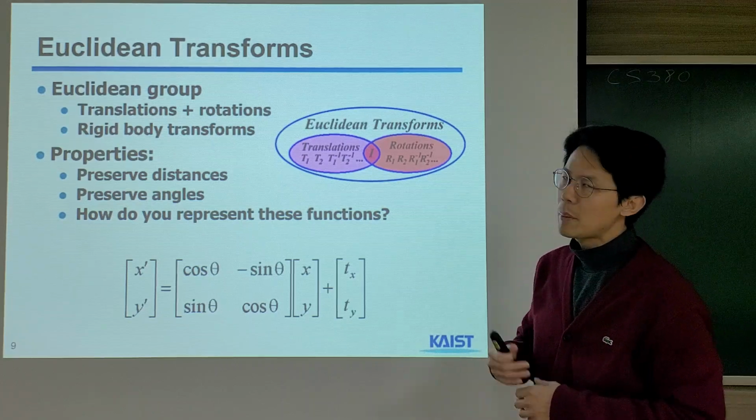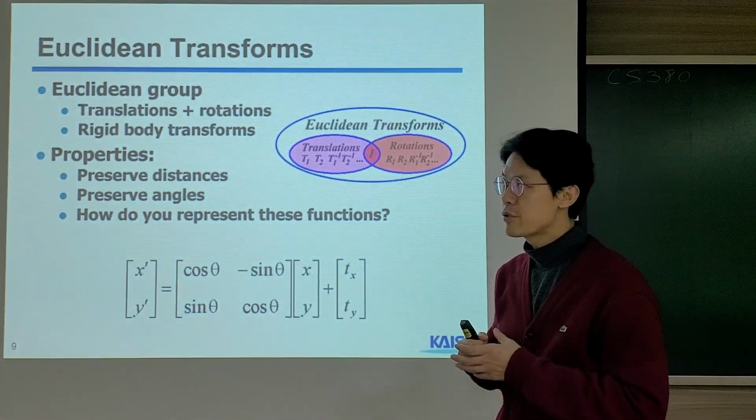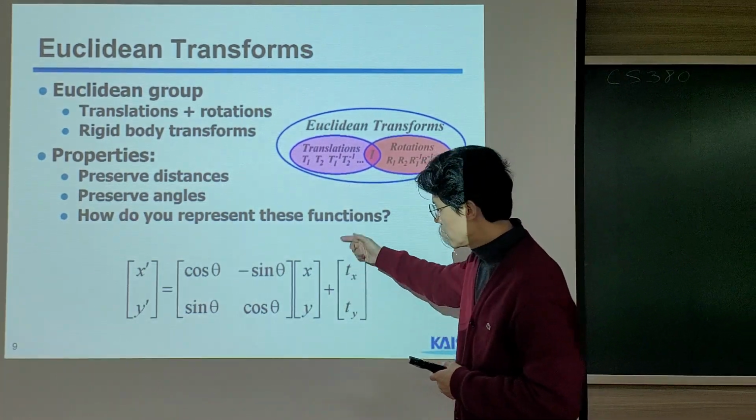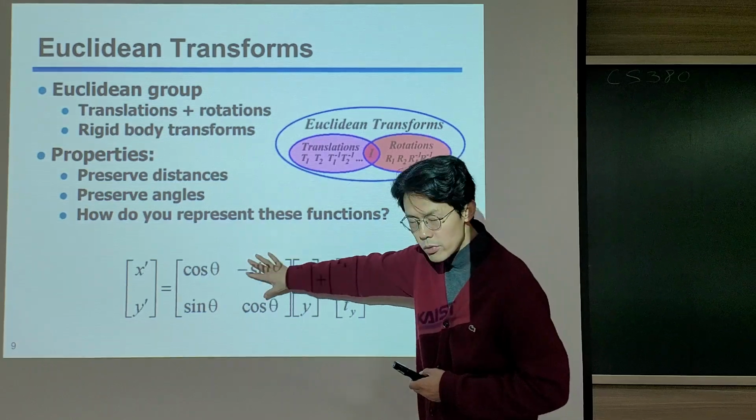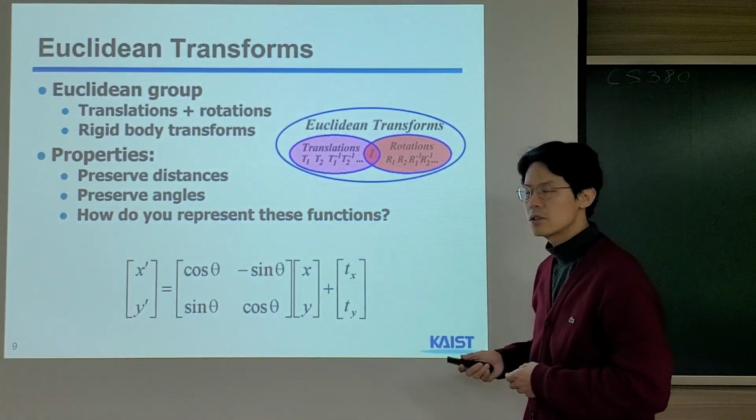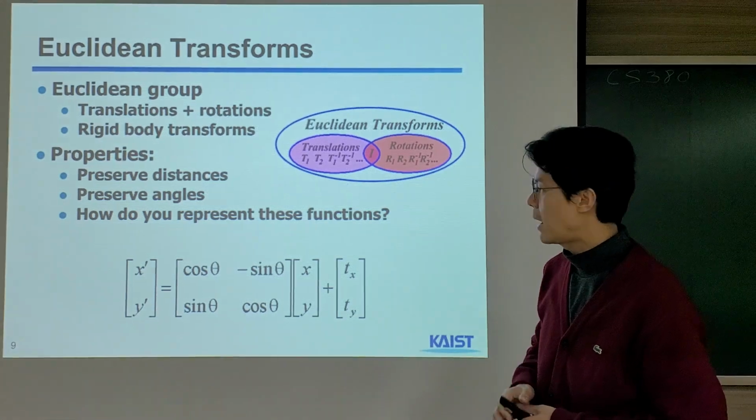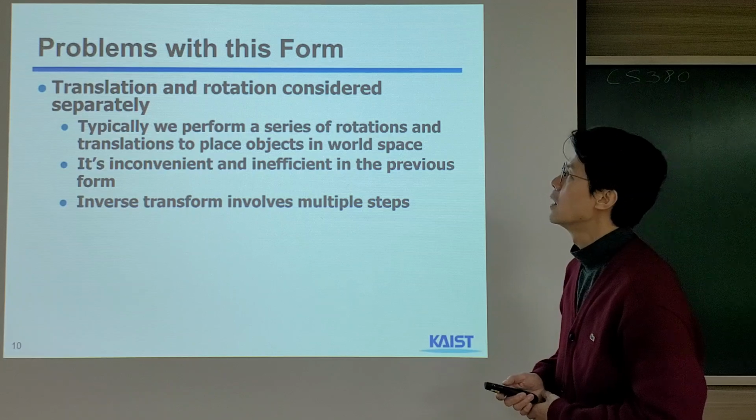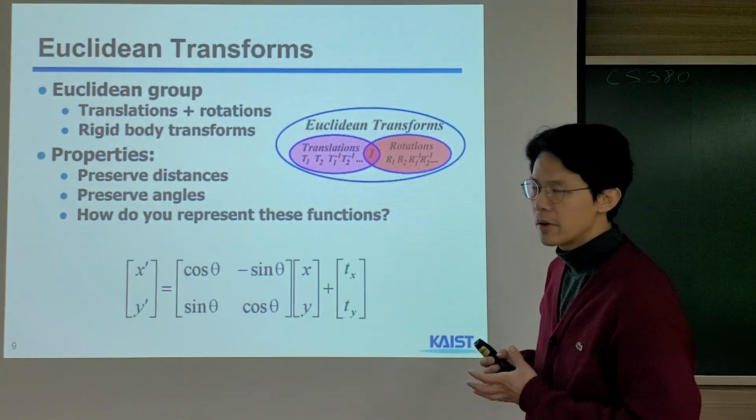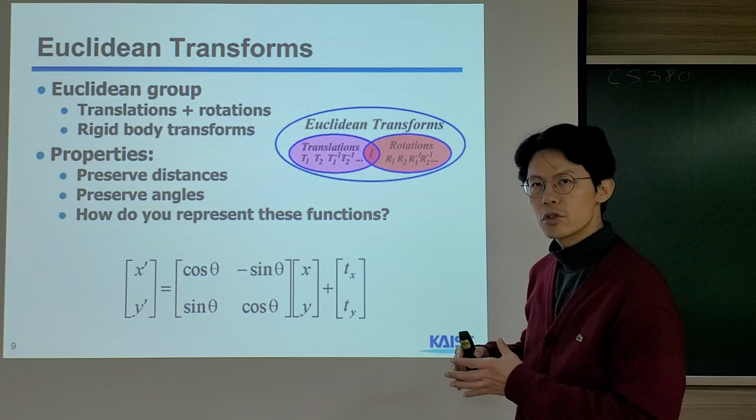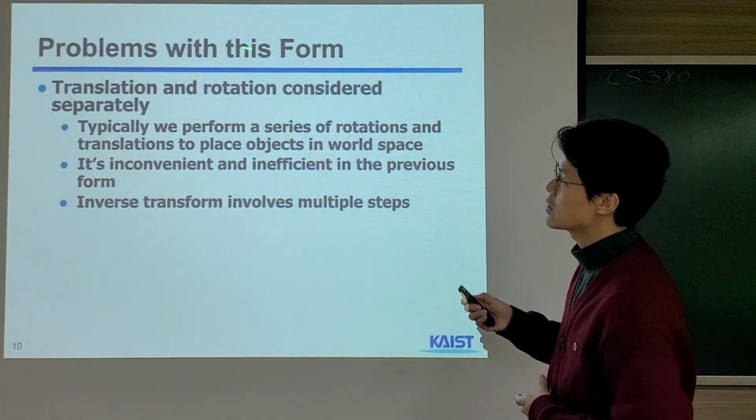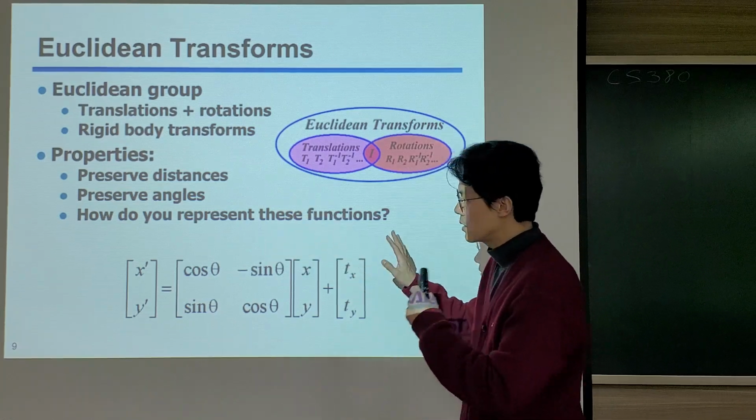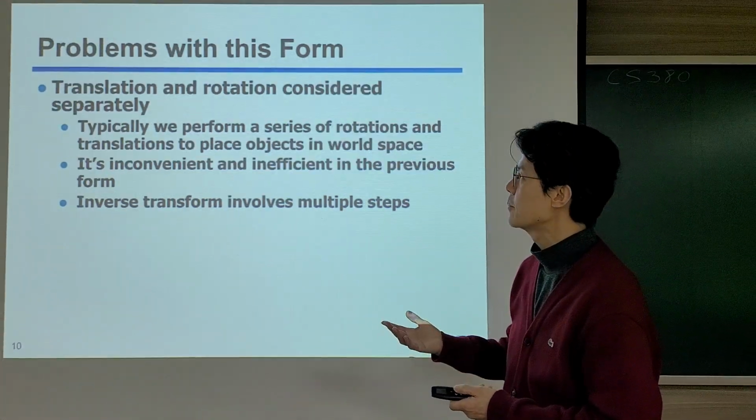So there could be many different ways of representing this common Euclidean transformation. This is one representation. Starting from x and y, we apply the rotation, and then we do the translation by applying this addition along this vector representation. But this is not the common representation that we use for computer graphics, mainly because it has a problem. In this case, the rotation and translation are handled in a separate way.